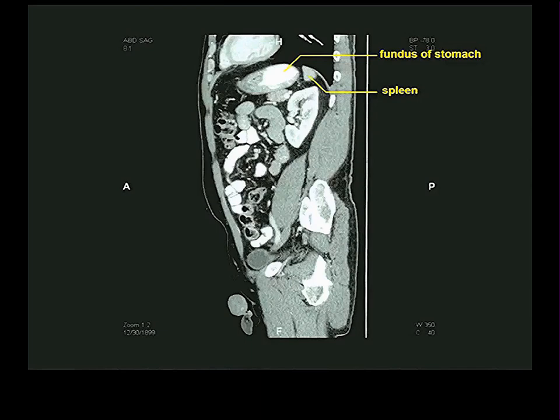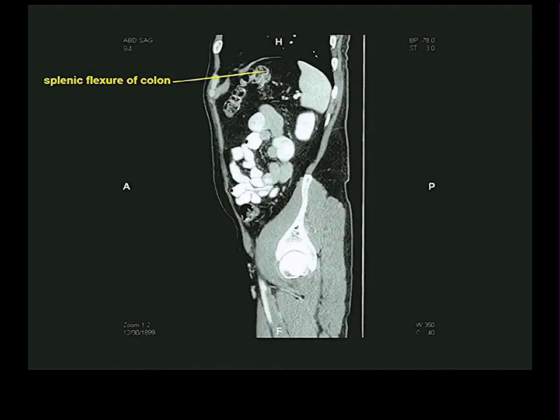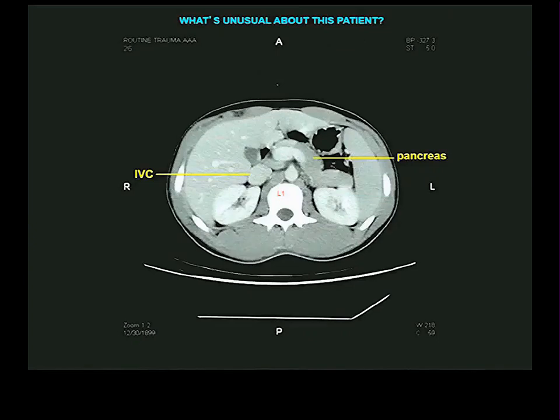Fundus of stomach right at the back, beginning of the spleen on the left side. But these you can go through on your own. And I just threw that in there for the hell of it.